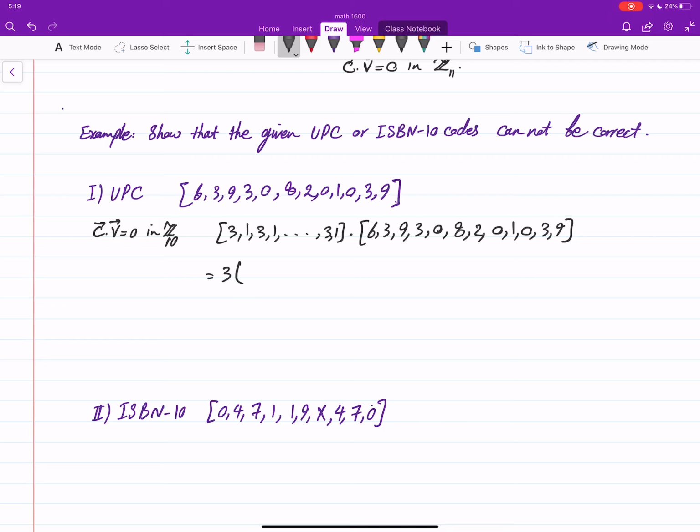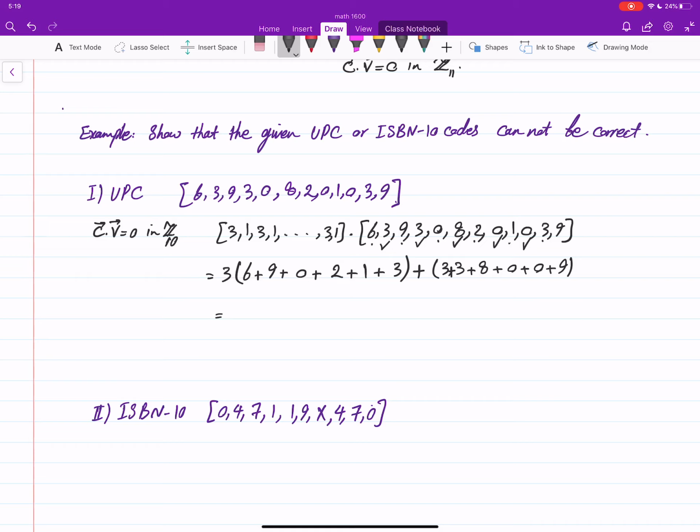Remember what we said: add the entries in the odd positions, 6 plus 9 plus 0 plus 2 plus 1 plus 3, multiply them by 3, and then add the digits in the even positions: 3, then another 3, 8, 0, 0, 9. This must be equal to 0 in Z10.